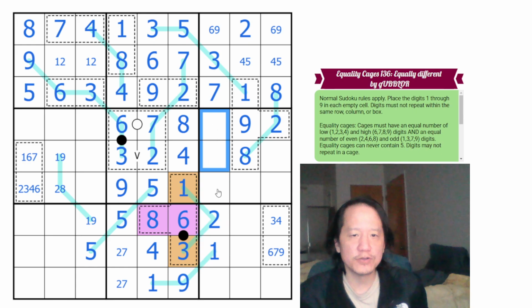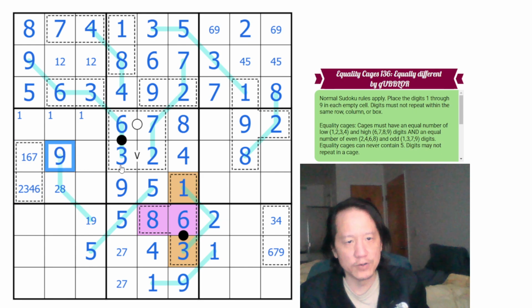Where is the 1 in row 4? Cannot be any of the filled in cells. It can't be here because of this 1. Therefore, it must be one of these 3 cells, which eliminates 1 from the rest of the box. Therefore, we know this is a 9.